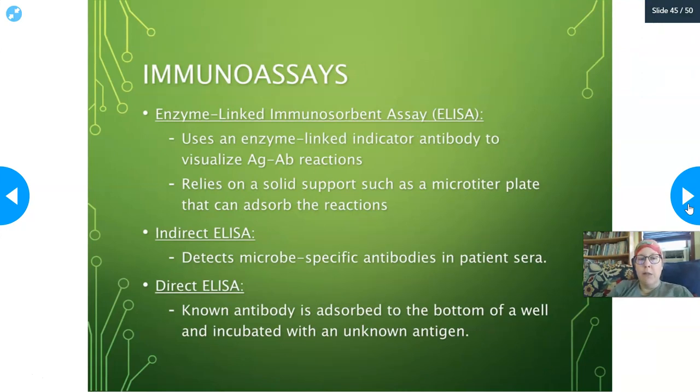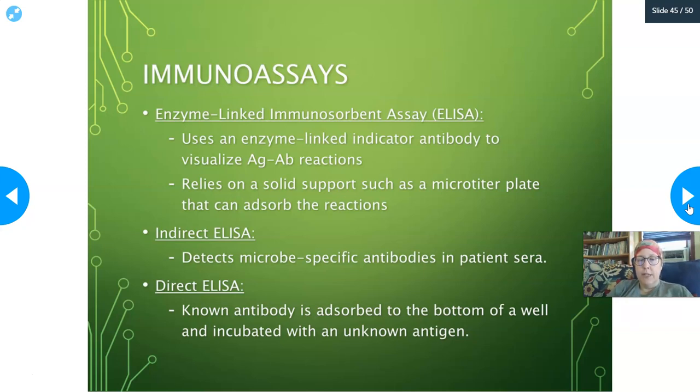On the immunoassay, the enzyme-linked immunosorbent assay, or the ELISA test, is done. It can be done for a lot of different things. So you can have them for hepatitis, HIV, hepatitis B, hepatitis A, hepatitis C, all that kind of stuff. So it uses an enzyme-linked indicator antibody to visualize those antigen-antibody reactions. So instead of being a fluorescent, it's an enzyme, and that enzyme usually causes a color change. It always relies on a solid support, such as the microtiter plate, that can adsorb the reaction. So that's where the reaction is going to happen, in that well, that microtiter plate.